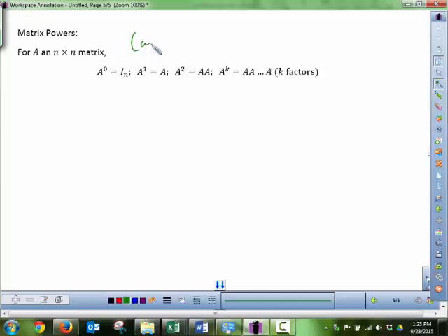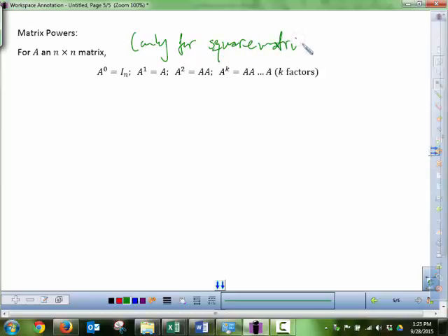So this thing will only work for square matrices. If you imagine taking a 3 by 2 matrix and then squaring that, then you would multiply a 3 by 2 matrix with a 3 by 2 matrix, which will not work. So this idea of squaring it will only work for square matrices.